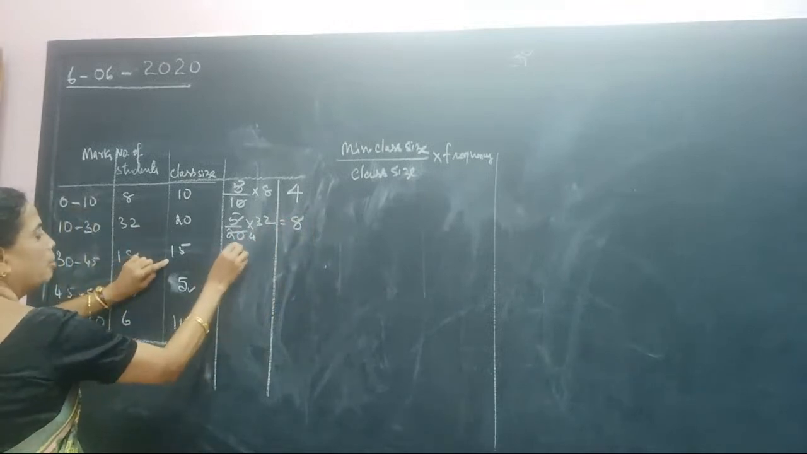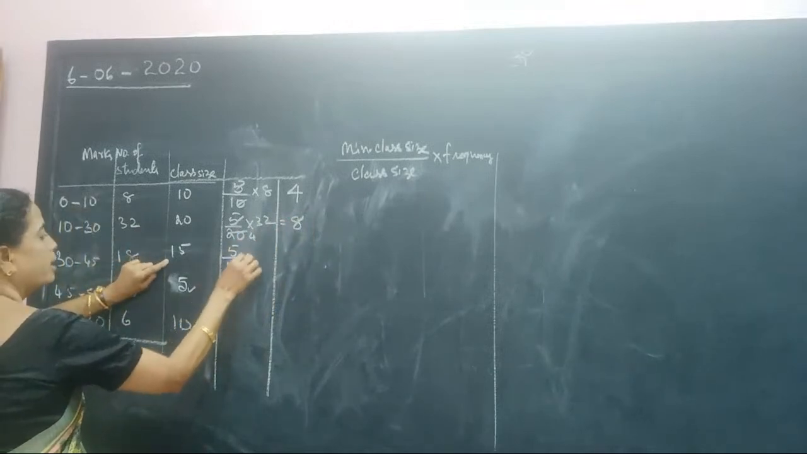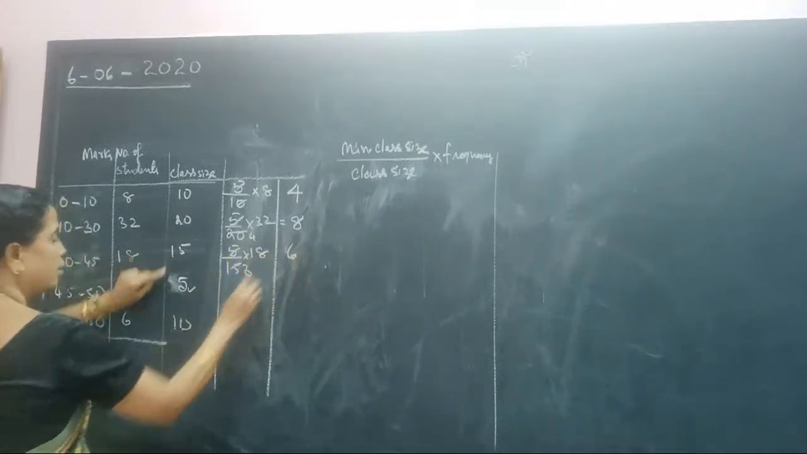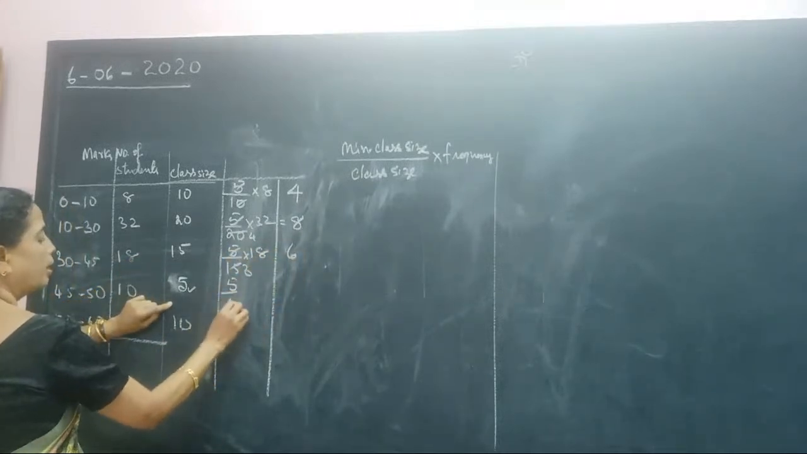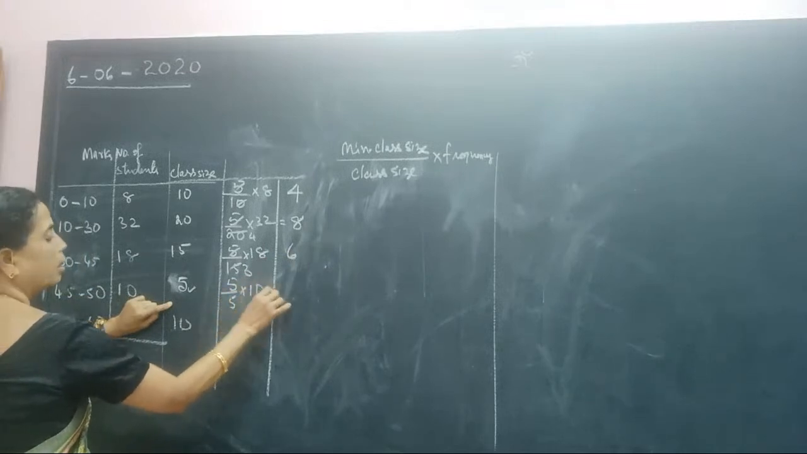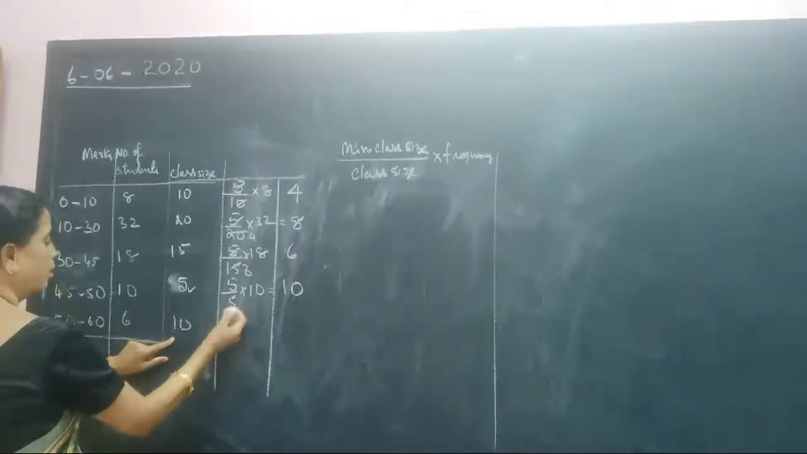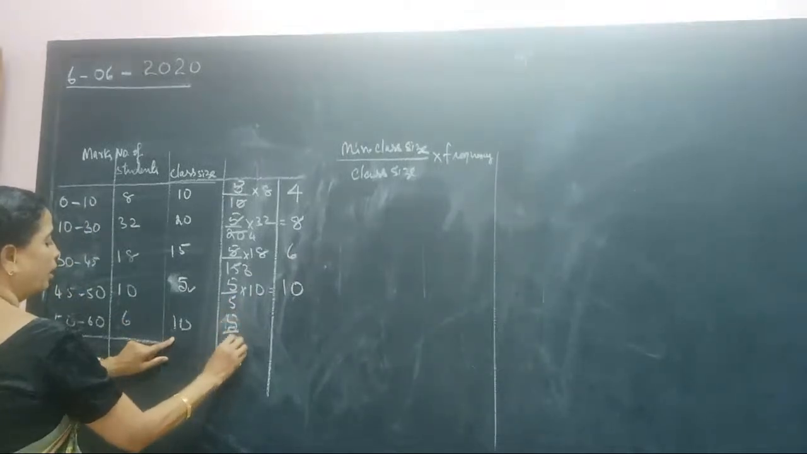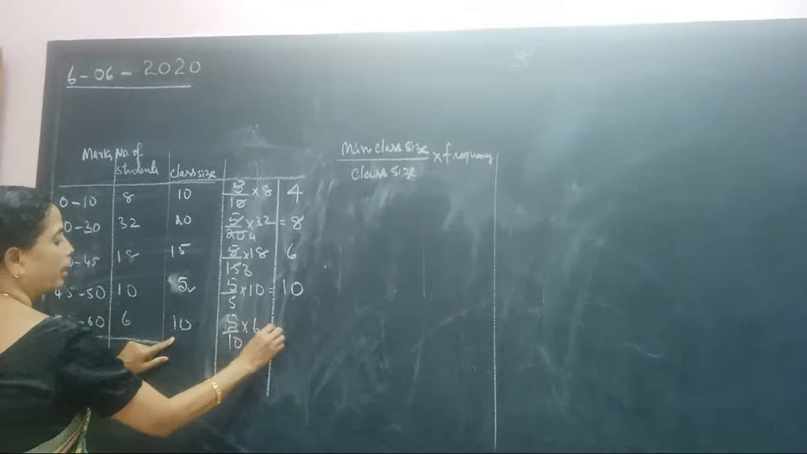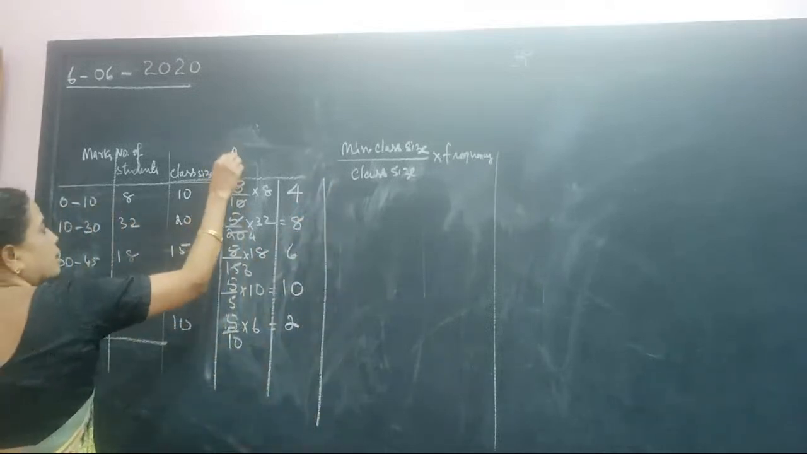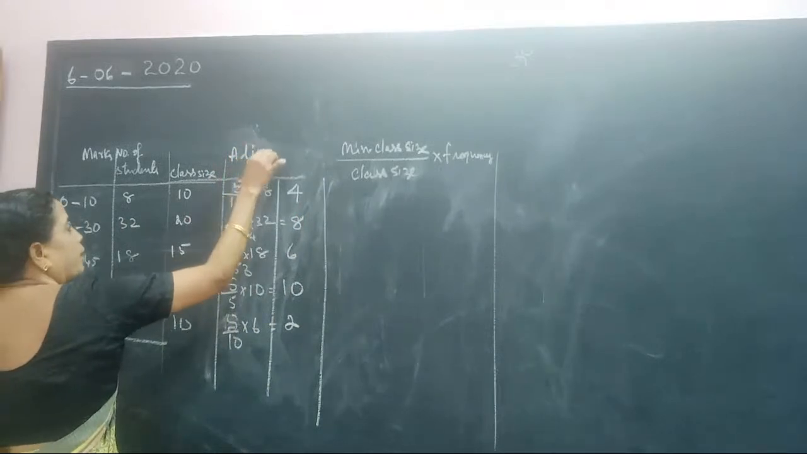Next, minimum by class size into 18, it is 6. Minimum by class size into 10, it is 10 only. Then 5 upon 10 into 6, it is 2. So we call this the adjusted frequency.